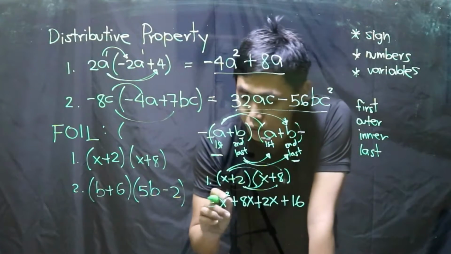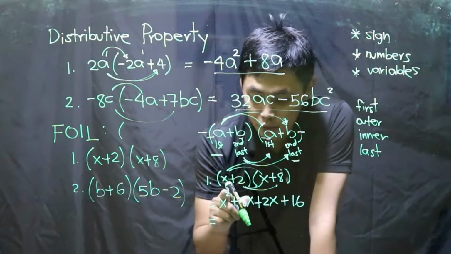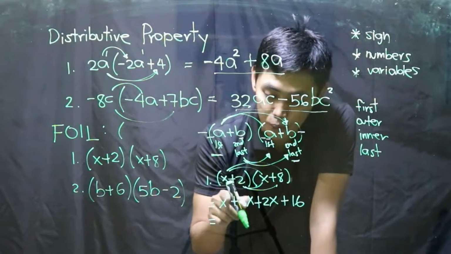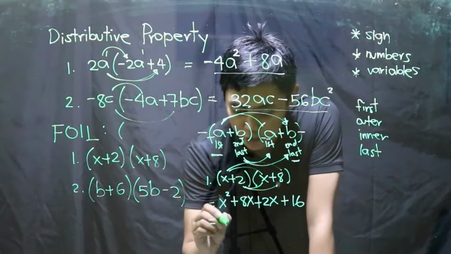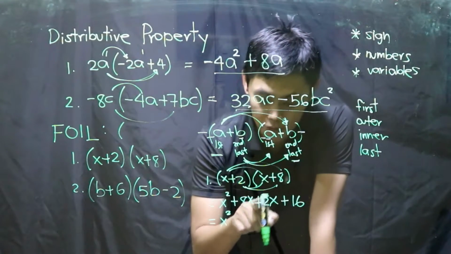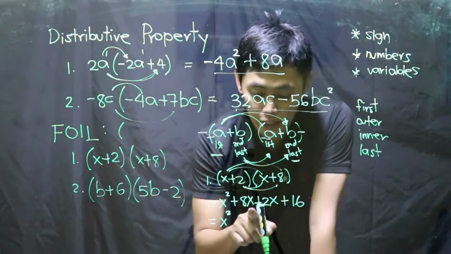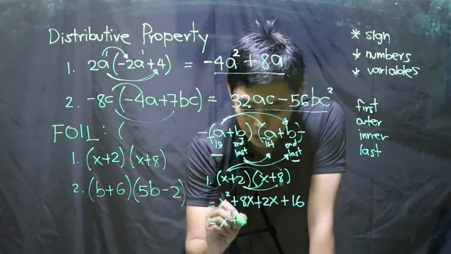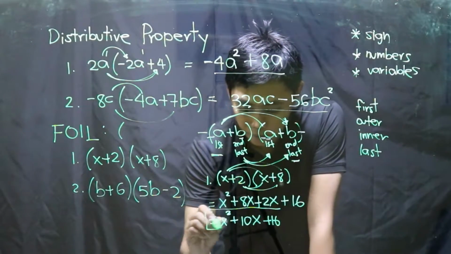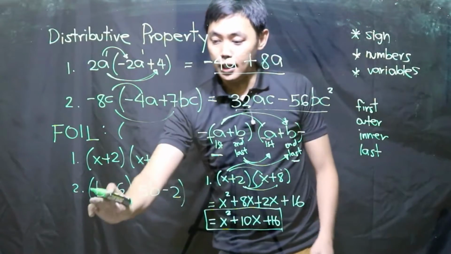The next thing that you will need to do is combine similar terms. Is there any other x squared here aside from this one? No other x squared, right? So that's okay. Is there any other x? Yes, there is. So we have x here and x here. So we have 8x and 2x. We can combine that. So 8x plus 2x would be 10x, and then we have 16. So this is our answer. Okay?